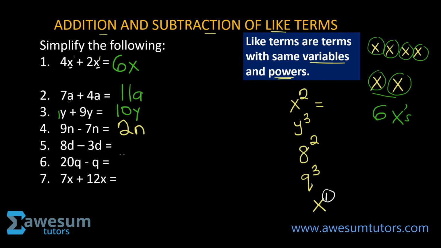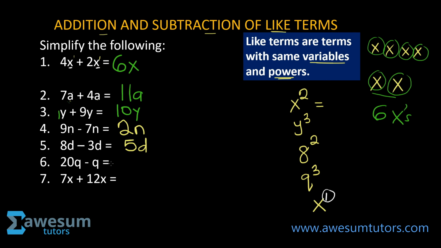I hope you are getting this concept. This is 8d minus 3d. That means you want to take out 3 d's out of 8d. How many d's are you going to have left? That is going to be 5d. I would encourage you to pause this video and try to simplify the last two problems, number 6 and 7. Go ahead and try that out.